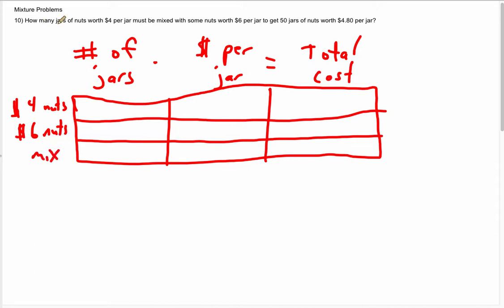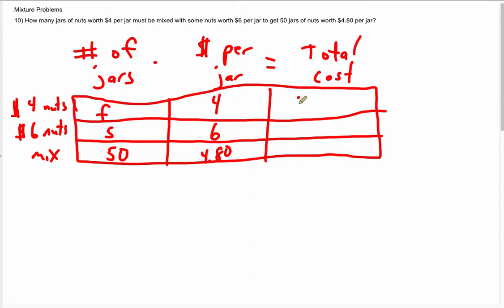All right. How many jars worth $4 per jar? So that would be this one. Must be mixed with some nuts worth $6 per jar to get 50 jars. So we need 50 jars total worth $4.80 per jar. Okay, so we don't know this, so we'll do F for 4 and S for 6, and the total cost.